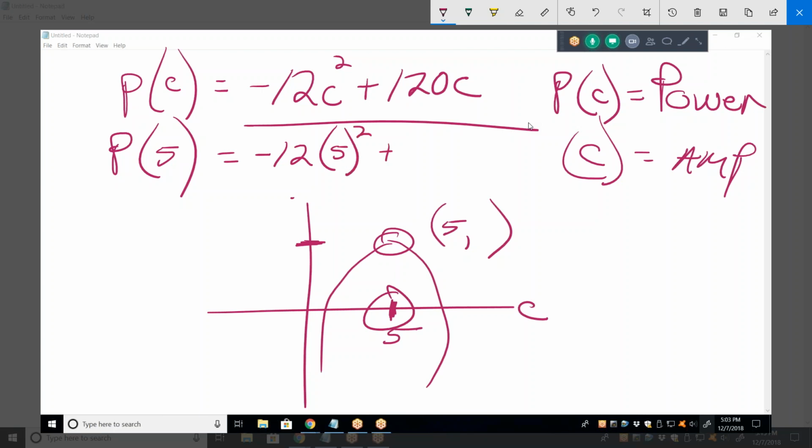Exactly. Only in this case, it's not really y, it's P of C. This isn't the y-axis, this is the P of C axis. So we're just trying to find P of C when C is equal to 5. So we just have to solve that out.